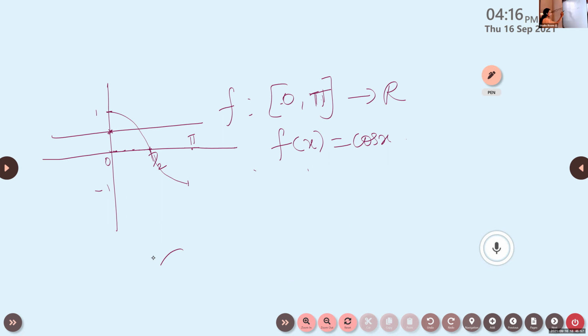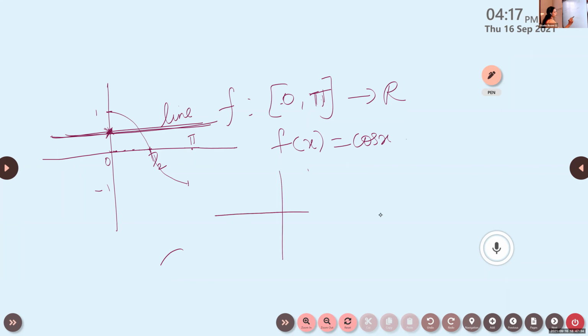Now what is the easy way? You draw a line parallel to the x-axis. Check at how many points the line cuts the curve. It cuts at only one point. If it cuts at only one point, it will be one-one, because we have fixed one y value.